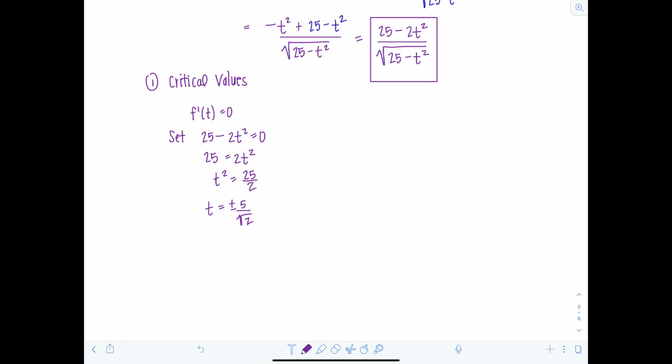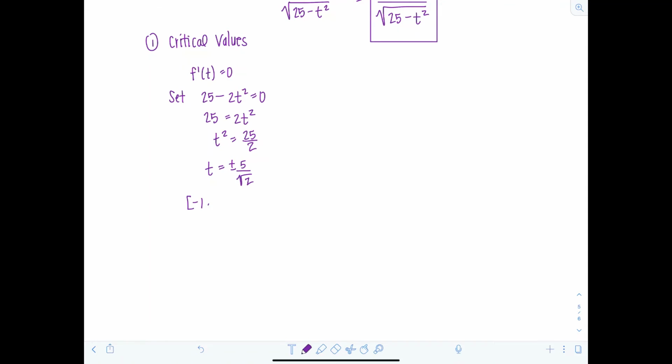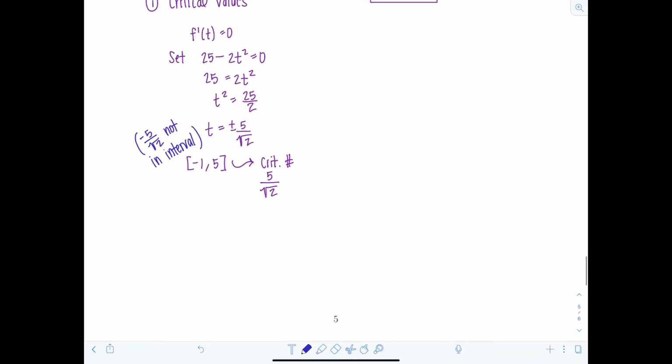Now remember, our interval was from -1 to 5. And so -5 over rad 2 is not in that interval. It's smaller than -1. So the only critical number is positive 5 over rad 2. So I'll just make a note. -5 over rad 2 is not in the interval for this particular problem, okay? Good.